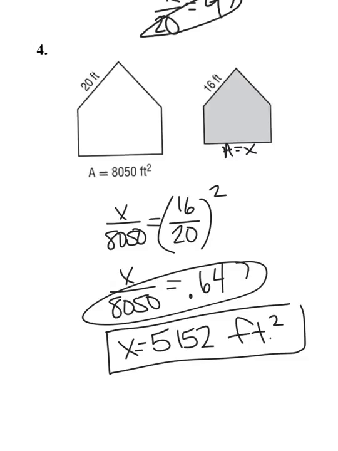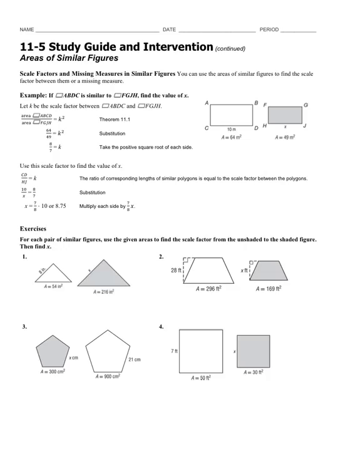Now on the back, we'll get into scale factor. So areas of similar figures, scale factors, and missing measures in the shape. So this time, what if they give us both areas? How can we find the scale factor and how can we find the missing side? We're going to start off by defining scale factor and what it represents in these equations.